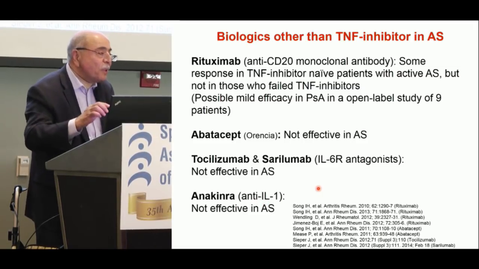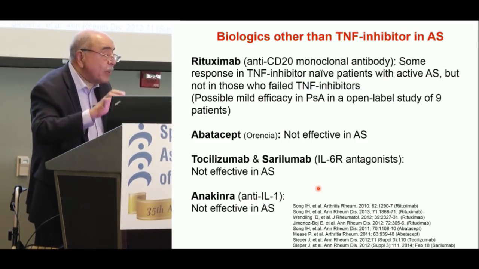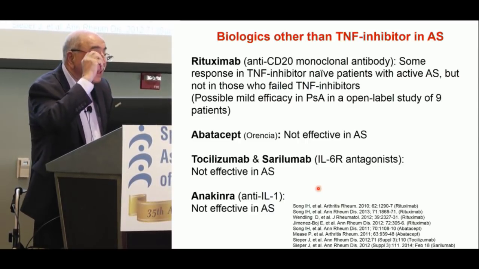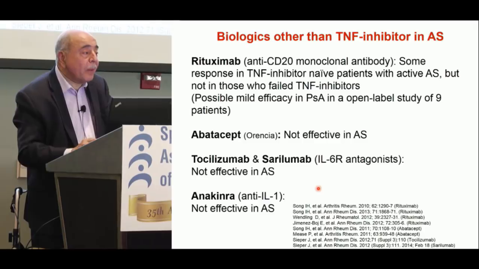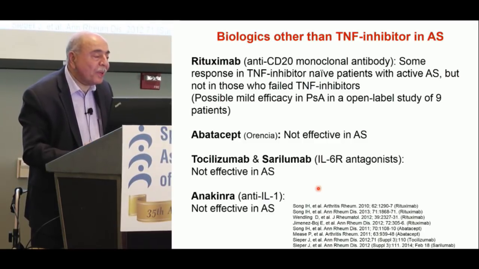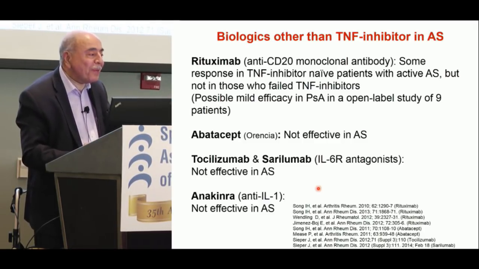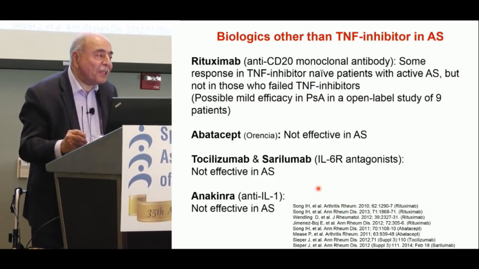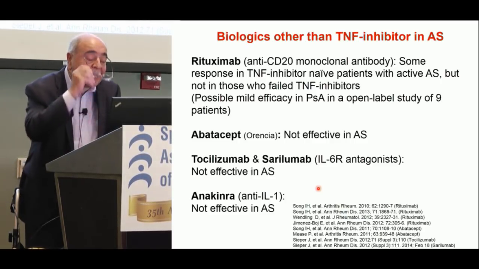So for ankylosing spondylitis, the important cytokines, the protein molecules that cause inflammation, are only two: TNF and interleukin 17. Other cytokines play a role in other diseases, but not in ankylosing spondylitis.